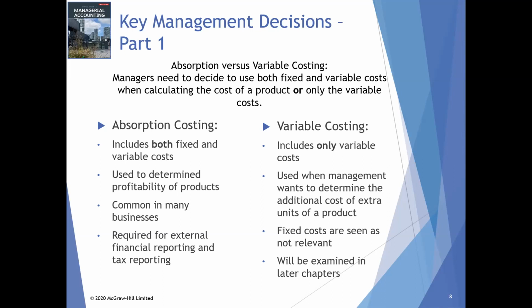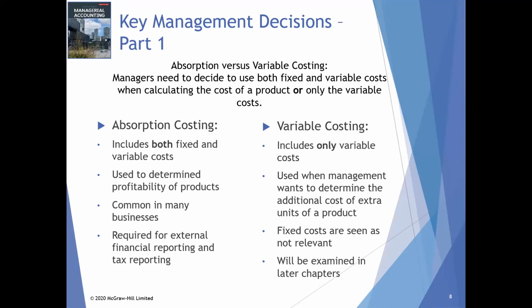So this is the duty and responsibility of the manager, that the manager will decide, right? And the decision will be taken on the basis of the cost, a fixed cost or variable cost. If we talk about the absorption cost, that includes both fixed and variable cost. Fixed cost may be the rent of the building, which remains the same, and variable cost may be the packaging material per unit. So in absorption cost, both are included and used to determine the profitability of the product.